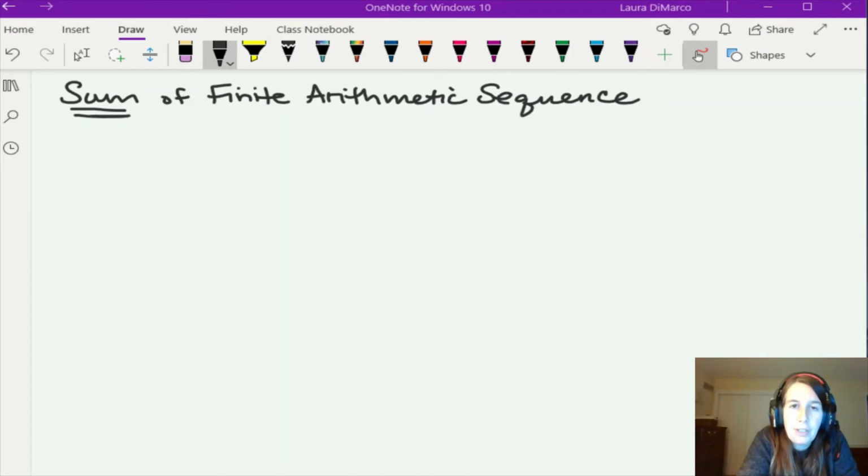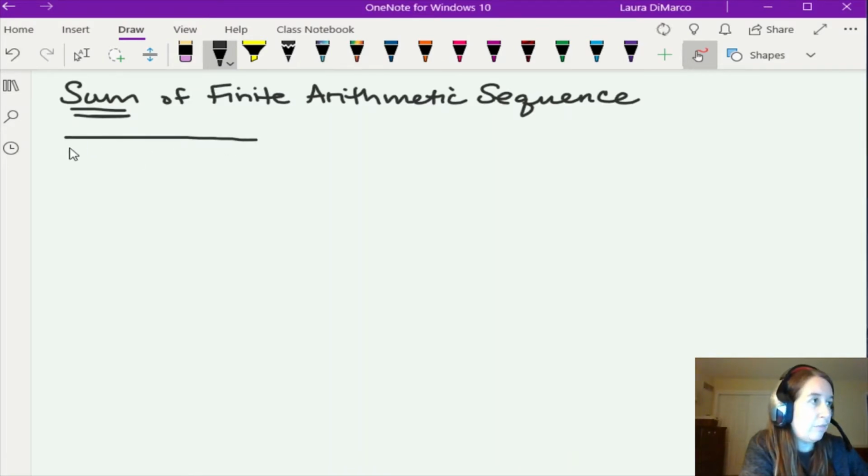Our final work with arithmetic sequences is to find the sum of a finite arithmetic sequence. We can only find the sum if we have a finite number of terms rather than infinite for an arithmetic sequence. So we're going to use a formula for that. And our formula is actually based on the formula of a rectangle. Sorry, of a trapezoid. Not a rectangle, a trapezoid.